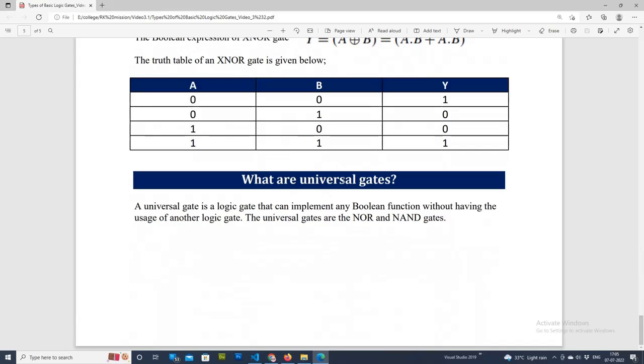And above all that, what are universal gates? A universal gate is a logic gate that can implement any Boolean function without needing any other logic gate. The universal gates are the NOR and NAND gates. So we call the NOR and NAND gates the universal gates.